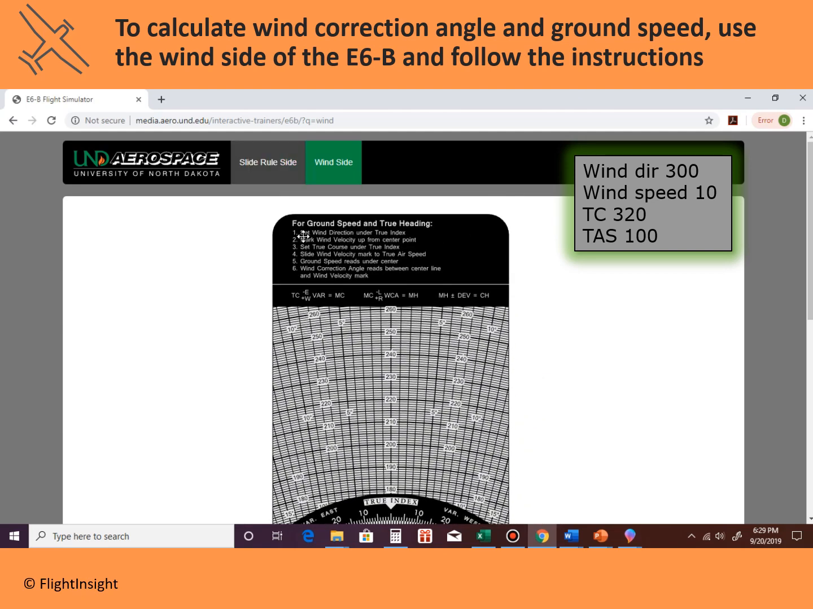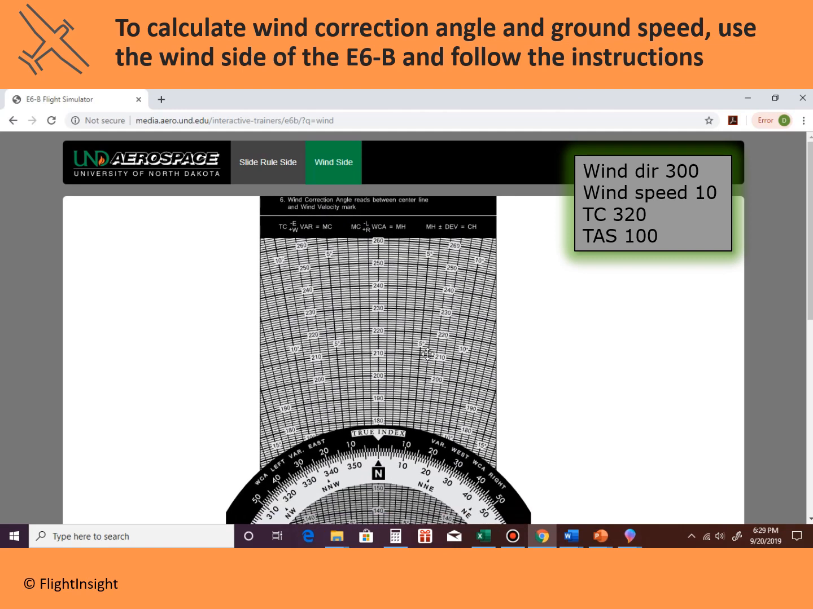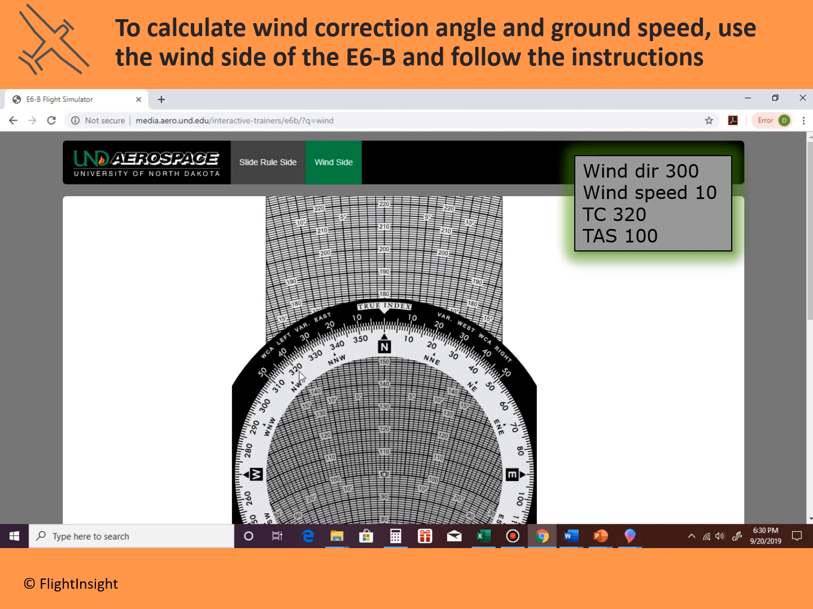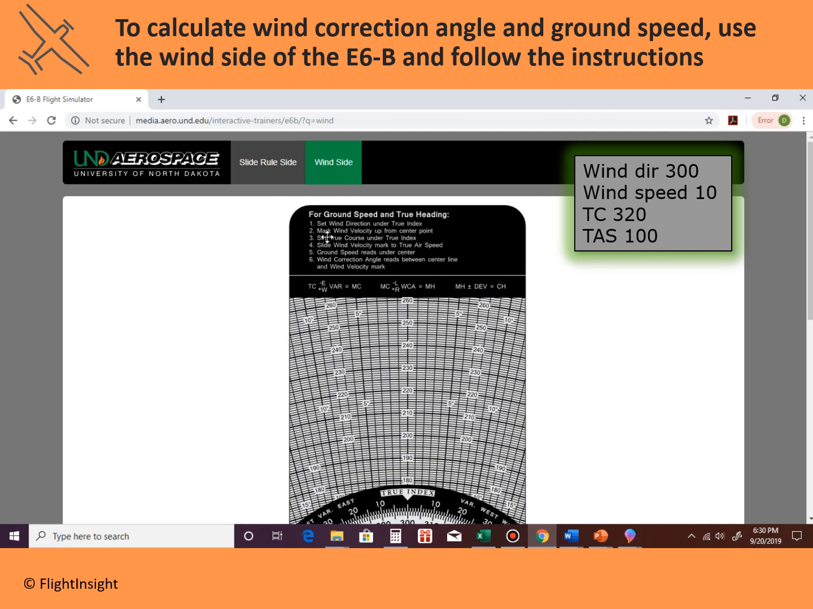So the first instruction is to set the wind direction under the true index. Here's the true index, so it wants us to set wind direction. The wind direction we said was going to be 300, so let's turn this ring and set 300 under the true index. Step 2 tells us to mark the wind velocity up from the center point.